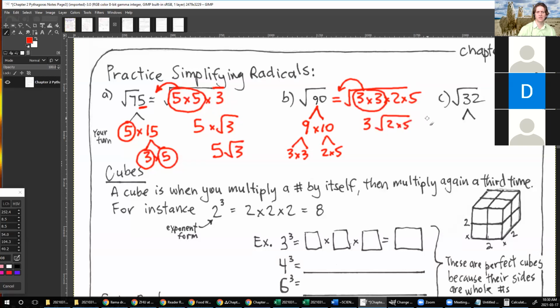I can just write it this way, or I can simplify that. That's 2 times 5, it's square root of 10. Or sorry, what's 2 times 5? It's 10. So my answer is going to be 3 square root of 10.